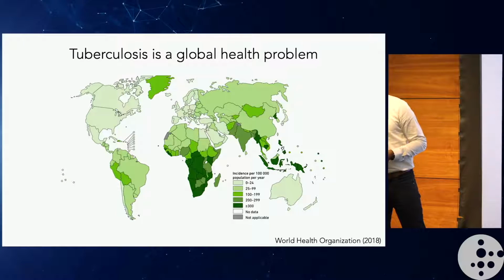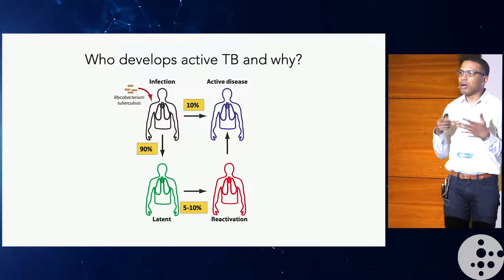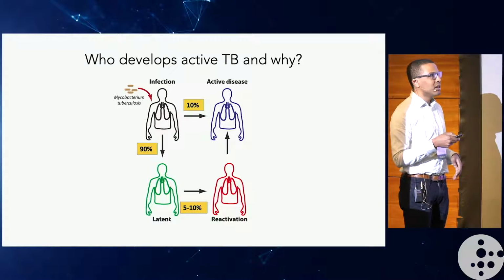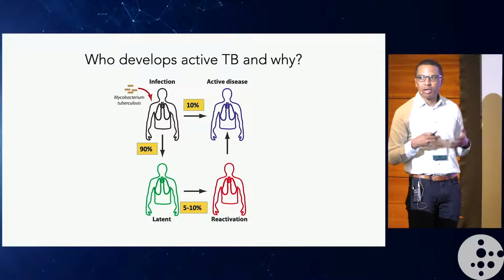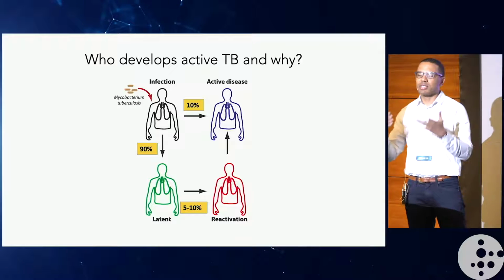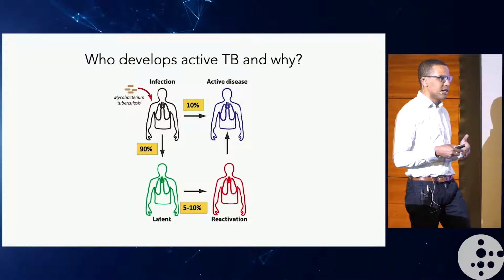And what do I mean by that? The global paradigm that has existed for a long time in the field is that you have 1 in 3 individuals who are infected, but about 10% of those individuals go on to develop what we call active disease, which is characterized by your classical symptoms: coughing up blood, weight loss, fatigue. 90% are virtually asymptomatic or latent.